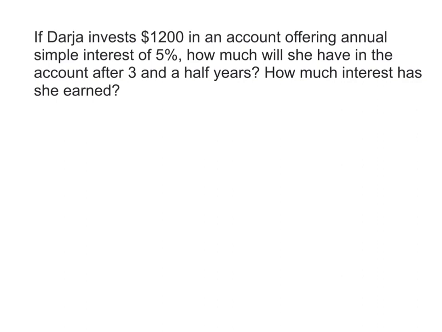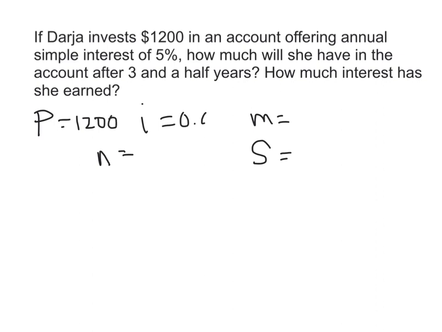The first thing I always do is write out my 5 variables: principal, interest, always given annually, compounding periods, total interest periods, and accumulated amount. Here I can see that the amount I'm investing, the principal, is $1,200. The interest rate is 0.05 or 5%.